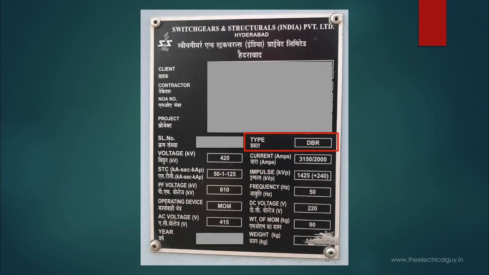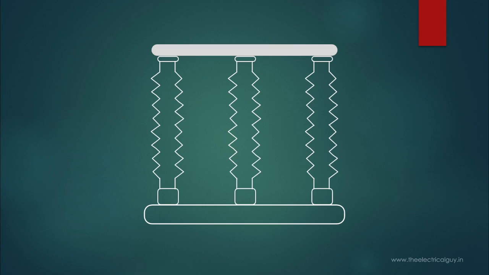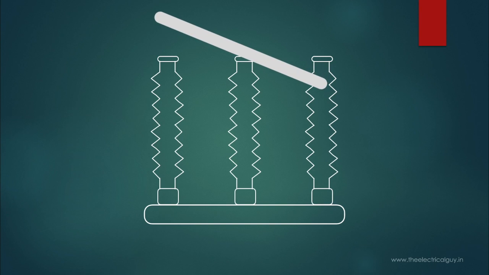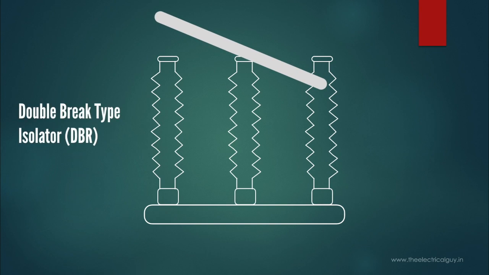Now let's see what are the different types of disconnectors which are currently used in power system. So firstly, double break type. So as you can see, this type of disconnector opens from both the ends, that is they break from both the sides, and that is why it is called as a double break disconnector. This type of disconnector is generally used between 11 kV to 420 kV.